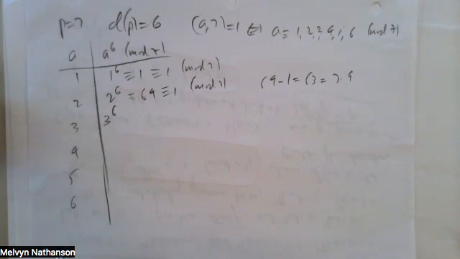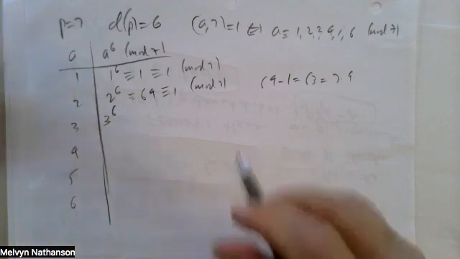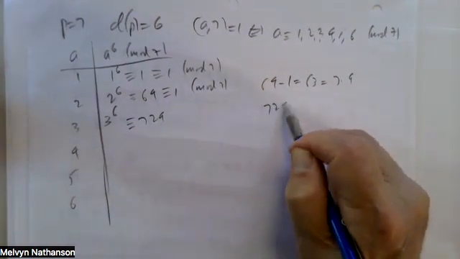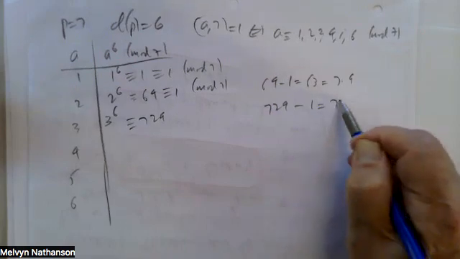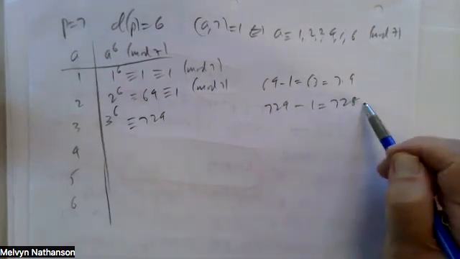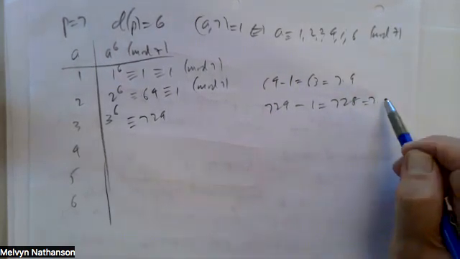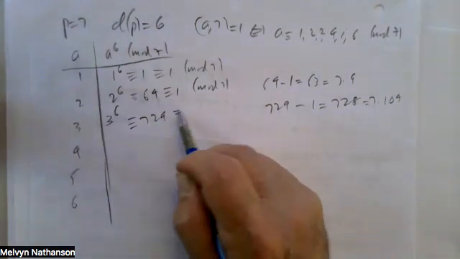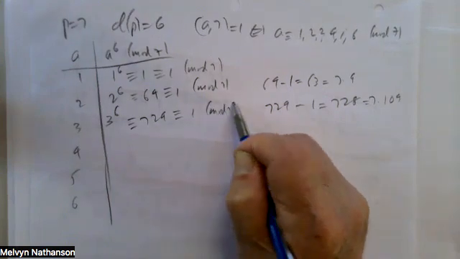What is 3 to the 6th? Well, 3 to the 6th is a tad harder to calculate. 3 to the power 6 is 729. 729 minus 1 is 728. And if you divide that by 7, it's easy to see you get 104. So 729 is congruent to 1 mod 7.